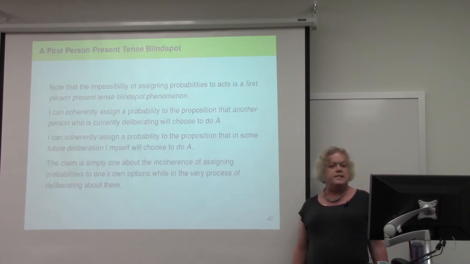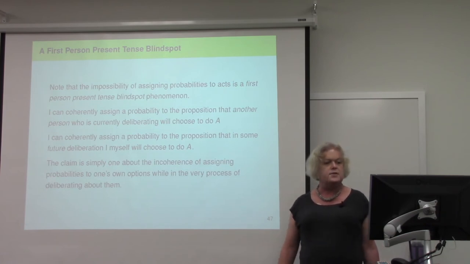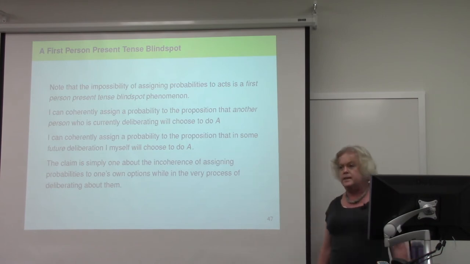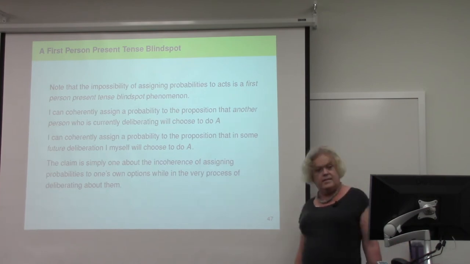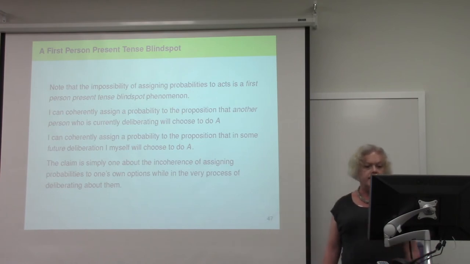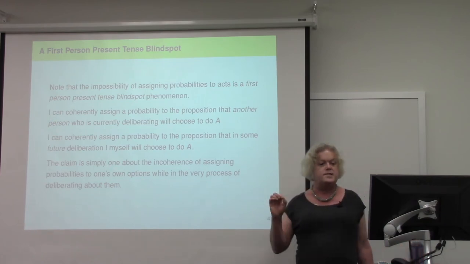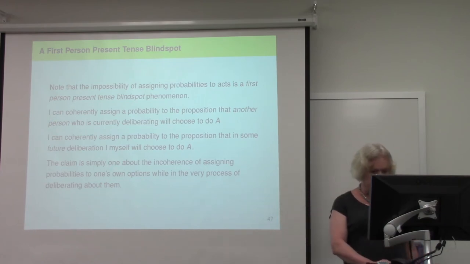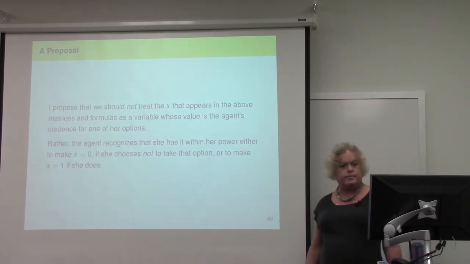Note that the impossibility of assigning probabilities to acts that one's currently deliberating about is a first-person present tense blind spot phenomenon, according to this thesis. Because I can coherently assign a probability to the proposition that another person will choose to do A. I can coherently assign a probability to the proposition that in some future deliberation, I myself will choose to do A. The claim is simply one about the incoherence of assigning these credences to one's own options while in the very process of deliberating about them.